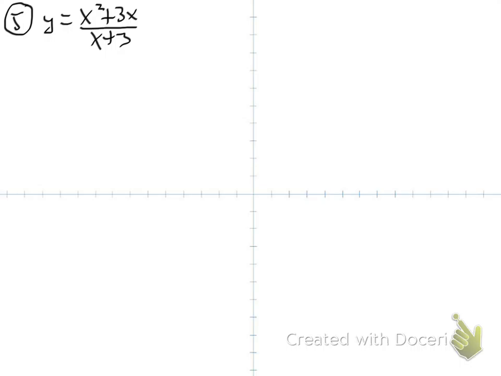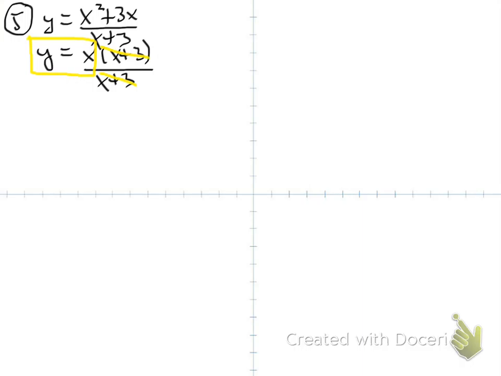So the first thing is I noticed right from the beginning that the top can factor out, has a GCF of x. So let's rewrite it like that. So we're going to factor it, and we get x times (x plus 3) over x plus 3. And I noticed that this cancels out this. So really, what I am going to graph is y equals x. My graph has to be y equals x.